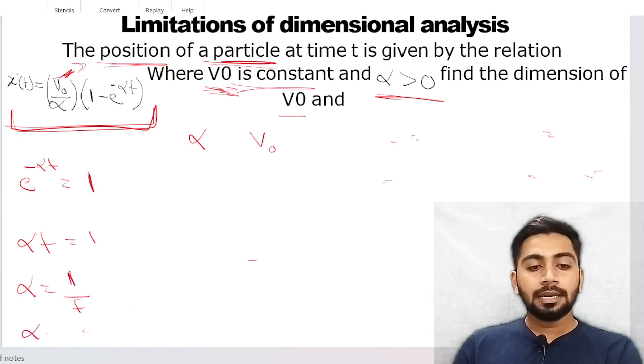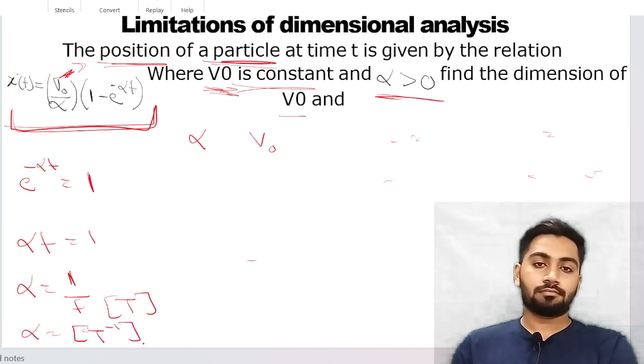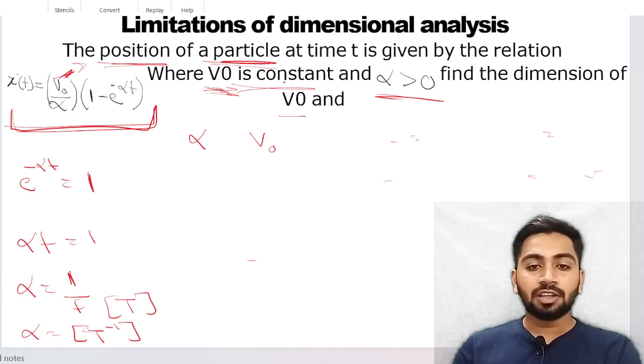Now, what happens? t is measured in time. It is in the denominator. If it comes to the numerator, it becomes t to the power of minus 1. Now we have the dimension of this value.